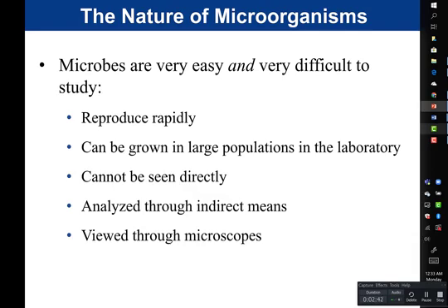But what makes them difficult is that they can't be seen directly, right? Because they're microbes, they're not visible with the naked eye. You have to use a microscope, for example, to see them. So they are usually analyzed through indirect means. So either using a microscope or doing what we call biochemical tests to study different aspects of their metabolism, etc. And so this is what makes microbes both easy and difficult. It has pros, it has cons.